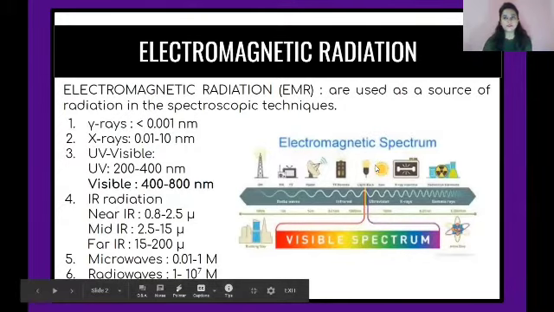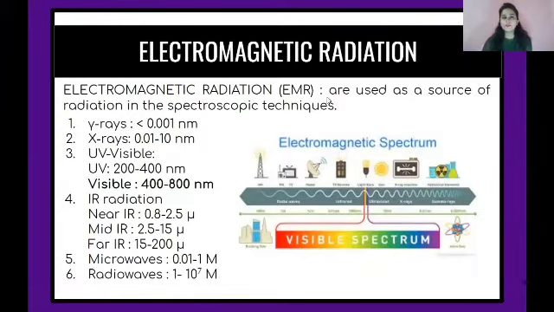the electromagnetic spectrum. The electromagnetic spectrum, as we all know, is nothing but the range of wavelengths or frequencies over which the entire electromagnetic radiation will extend. So electromagnetic radiation is then used as a source of radiation in the spectroscopic techniques.